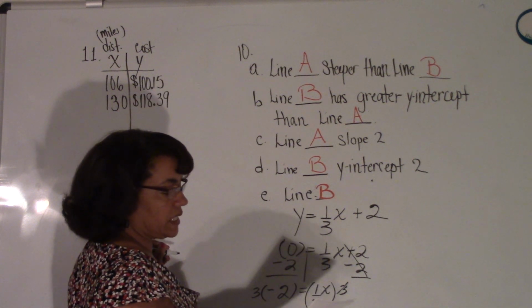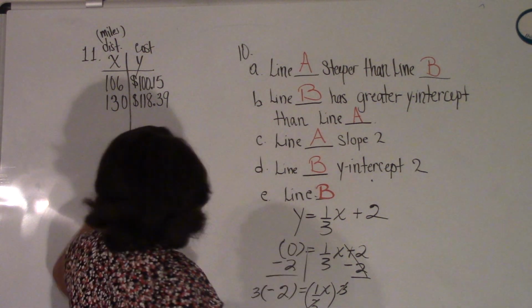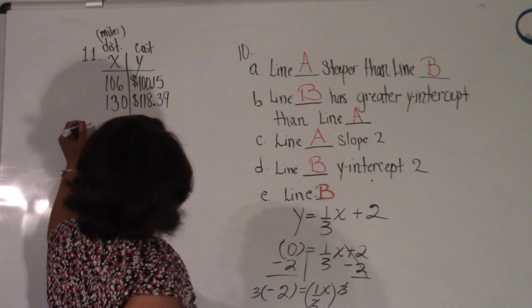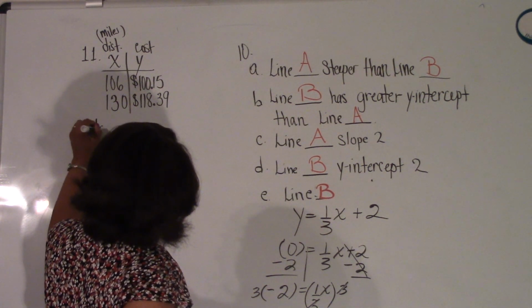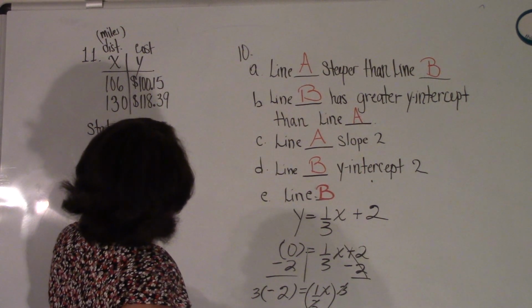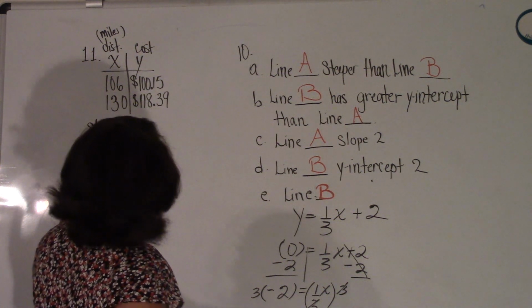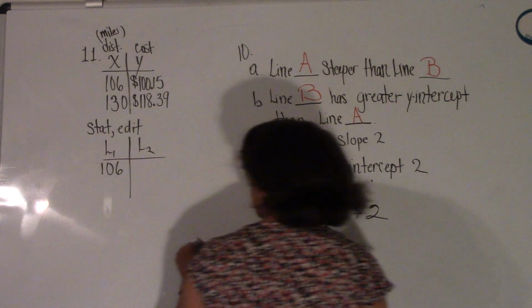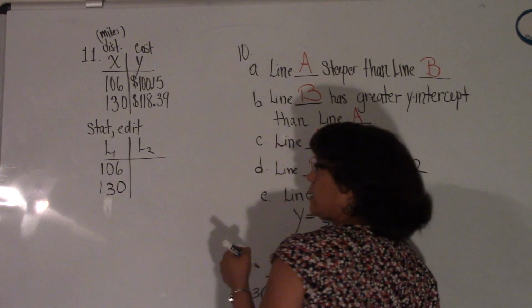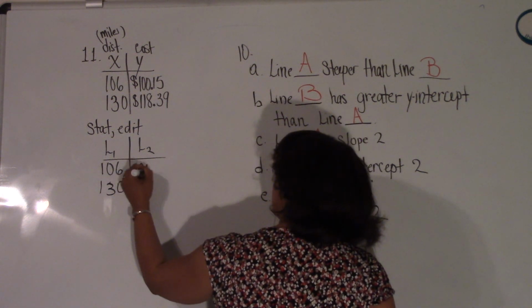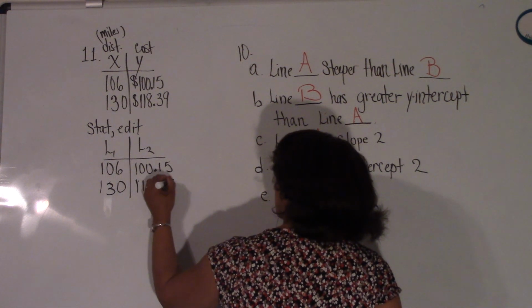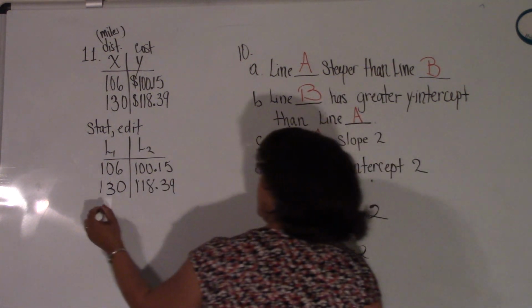We want to write the equation of the linear situation, and we want to know what the flat fee is. So you can actually go to your calculator and do this problem. What you would do is you would hit Stat, Edit, and enter your numbers into L1 and L2. For L1, put in 106, and then hit Enter, and then put in 130. And then go to L2, and put in your 100.15 and your 118.39, and you have your data. You have your coordinates in.